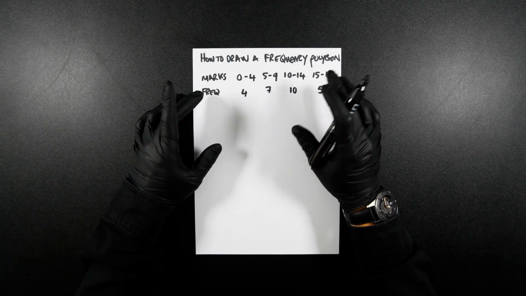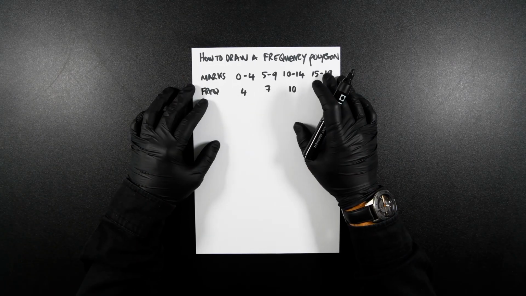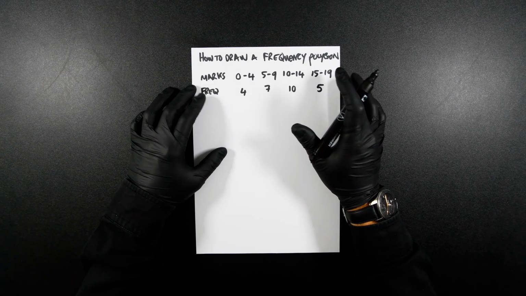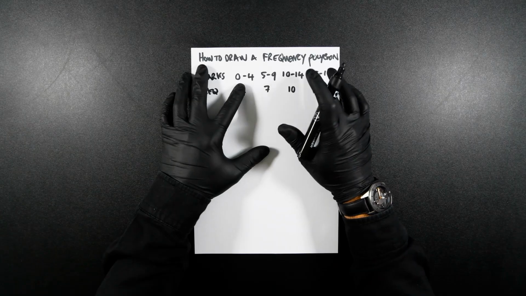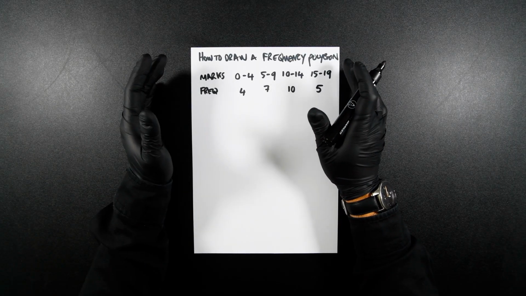Frequency polygons show the shape of distributions, and you can graphically compare distributions. So in this example, we're looking at the frequency, or the number of people that have scored between 0 and 4 marks, 5 and 9 marks, 10 and 14 marks, and 15 and 19 marks. So how do we draw this as a graph?